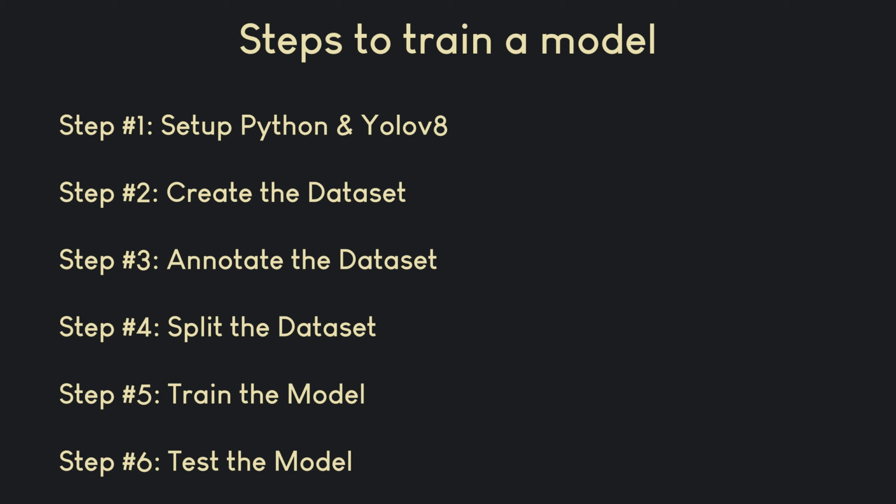Step 4. Split the dataset into train and validation folders to separate the training images from the validation images. Step number 5. Train the model using the labeled data, letting YoloV8 learn the patterns needed to recognize our object. And finally, step number 6, we have to test the model to see how well it performs and make any adjustments if needed. With these 6 steps, we will have a custom trained YoloV8 model ready to go.